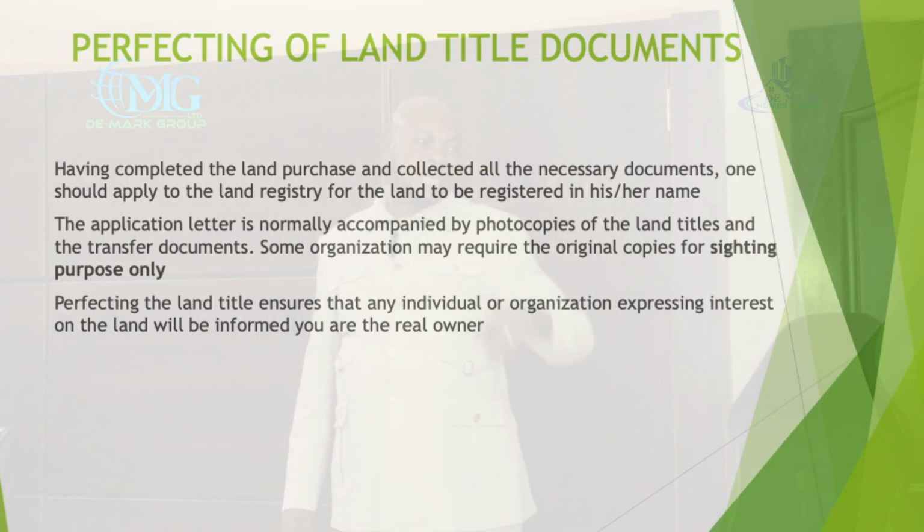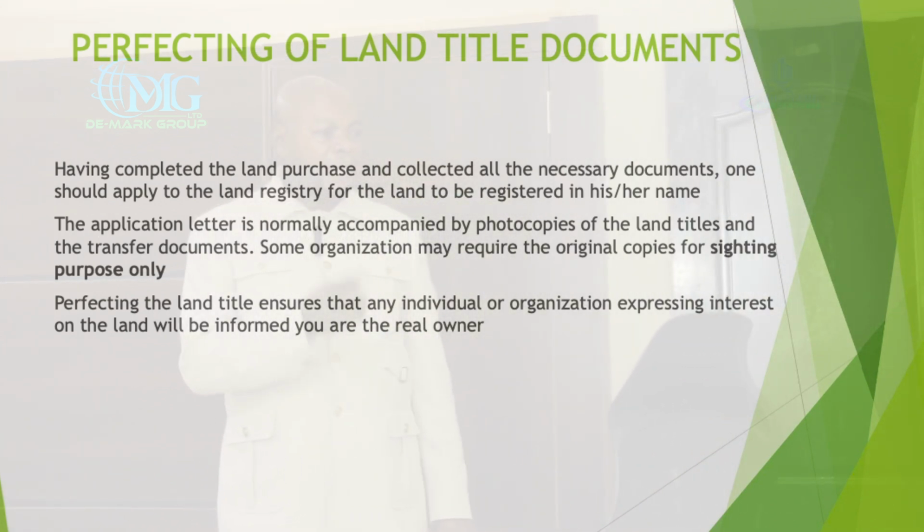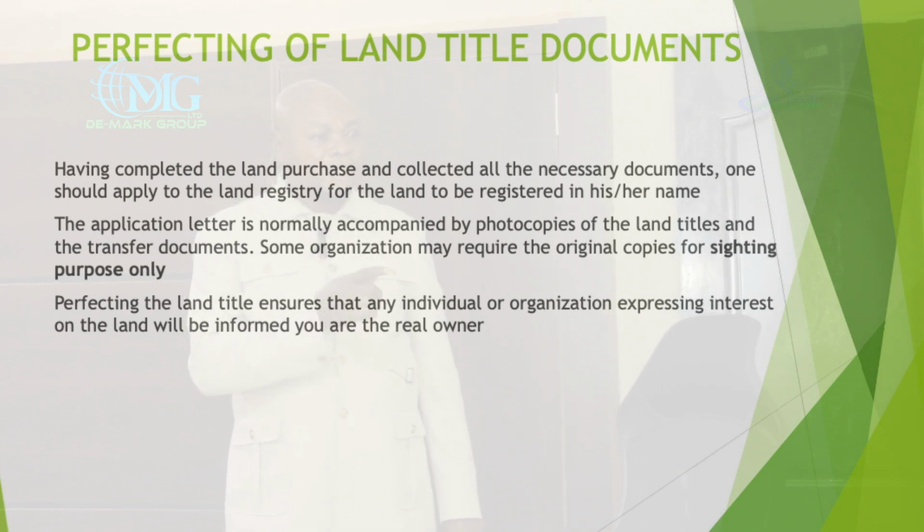Then perfecting of land title. Having completed the land purchase and collected all necessary documents, one should apply to the land registry for the land to be registered in his or her name. The application letter is normally accompanied by photocopies of the land titles and the transfer document. Some organizations may require the original copies for citing purposes only.